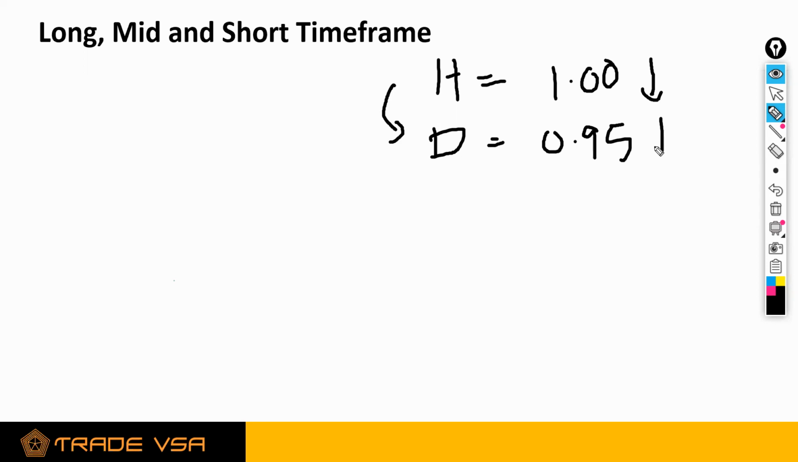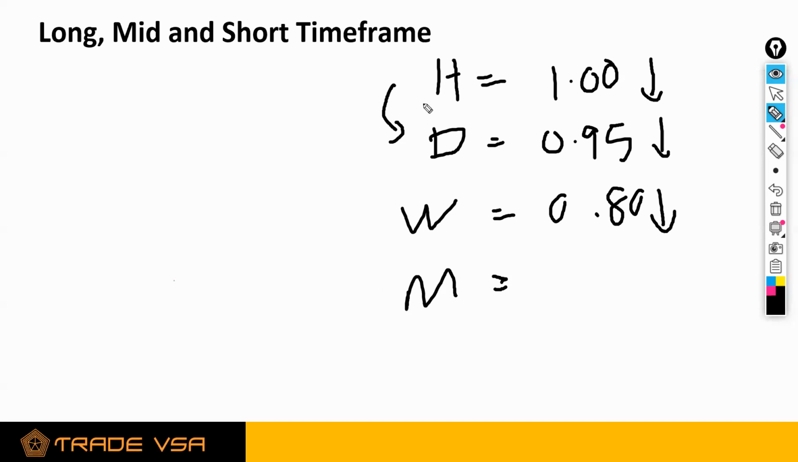After it breaks 95 cents support, they go to weekly. Then they check, oh Zach, I checked weekly, actually it's not that bad, the support is at 80 cents. After it breaks 80 cents, what do they do? Worse, they go to monthly. So this is how a short-term trader usually turns into a long-term investor.